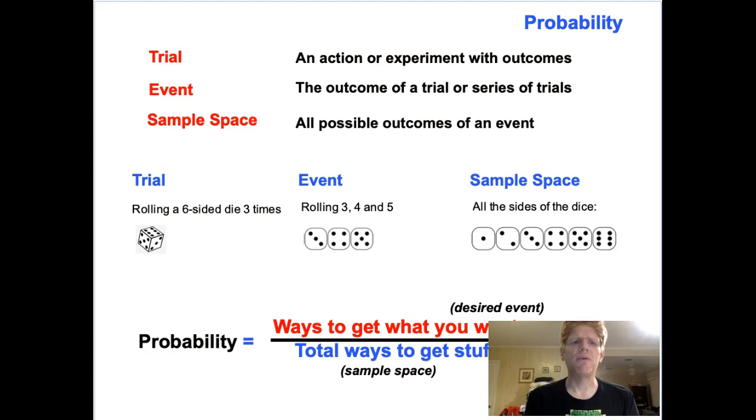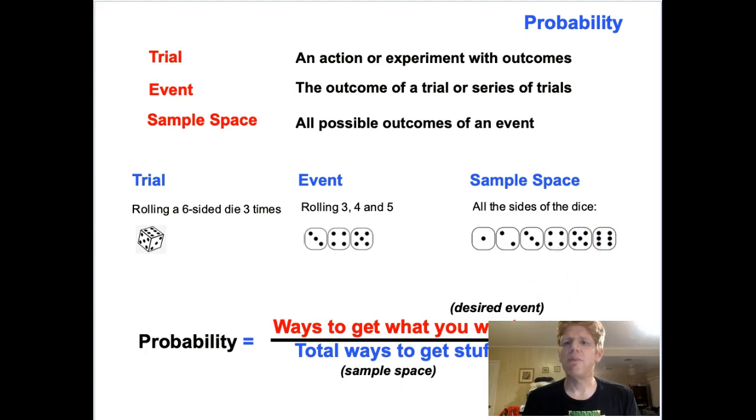So here's an example. Our trial would be rolling a 6-sided die 3 times. The event would be rolling 3, 4, and 5. I could have rolled 4, 5, and 6, and that would be an event, but we're looking for a specific thing, 3, 4, and 5. That's what happens, or that's what we want to happen. And the sample space is all of the different sides on the die, 1 through 6.